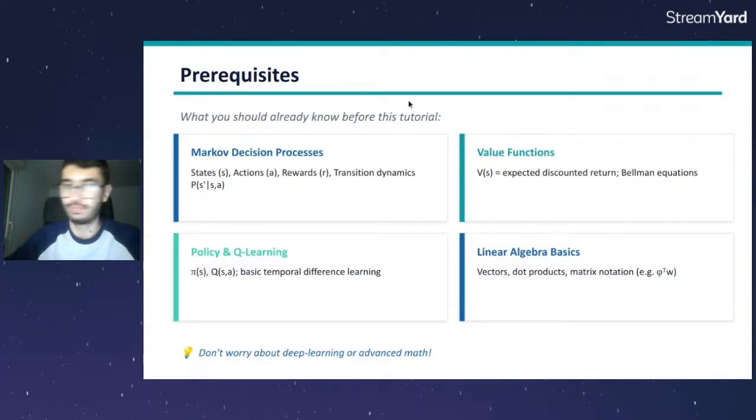And for the rest, to do all this, we need to understand some basic linear algebra. So for example, what is a vector, what are dot products, matrices, etc. And I think you got this.